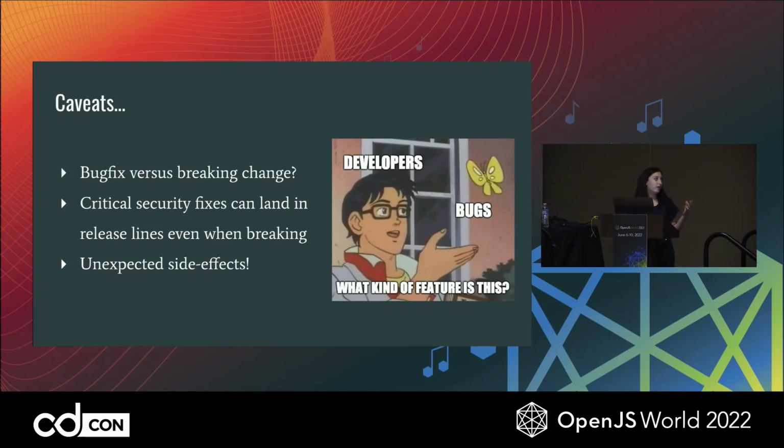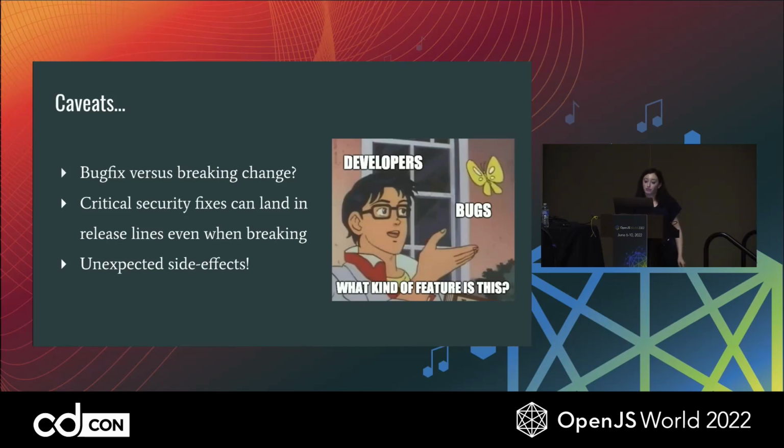The other exception is for security releases and security fixes. We have a policy in the Node project that if there's a critical vulnerability or a security issue that requires a breaking change to fix it, we can land that in an existing release line. So when the Node project maintains multiple release lines of Node, we actually do land breaking security changes in those.